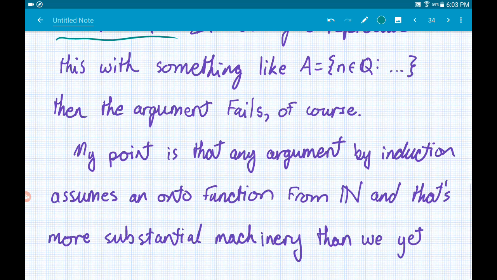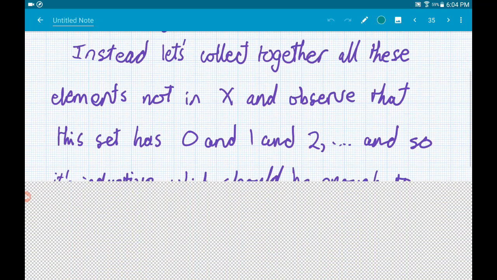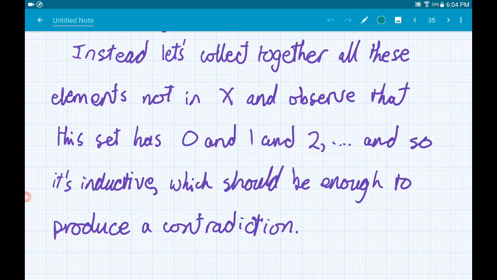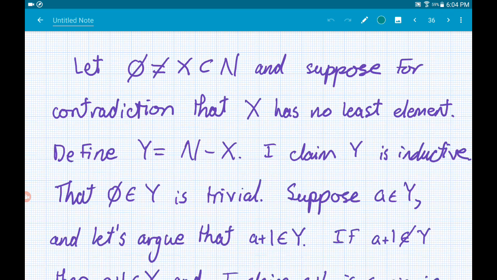So I am going to attempt to do this not by induction. Now, if I'm going to do it not by induction, then what I might observe is that if x doesn't have 0 and it doesn't have 1 and it doesn't have 2, then it sure looks like the complement of x is an inductive set, and I would like to be able to prove that. If I could prove that, I feel fairly good that I could derive some sort of a contradiction somehow. So that is going to be how I attempt the proof here.